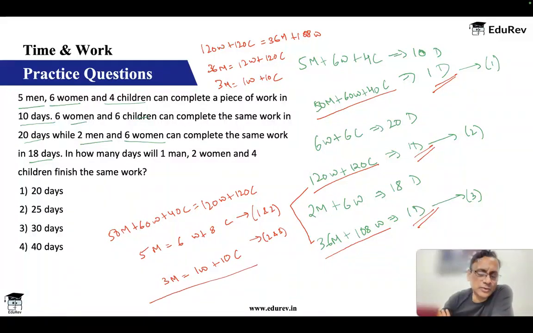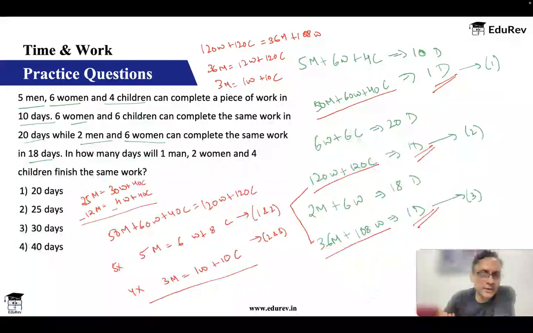Now something I want to cancel here. Let's say I want to cancel children so that I get a relation between men and women. So let's multiply the first one by 5 and the second one by 4. So then children will be 40, 40. So I'll get 25 men is equal to 30 women plus 40 children. And second one, 12 men is equal to 4 women plus 40 children.